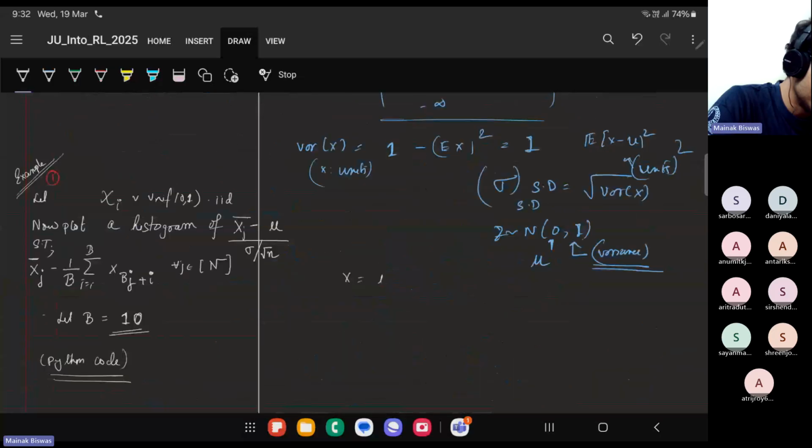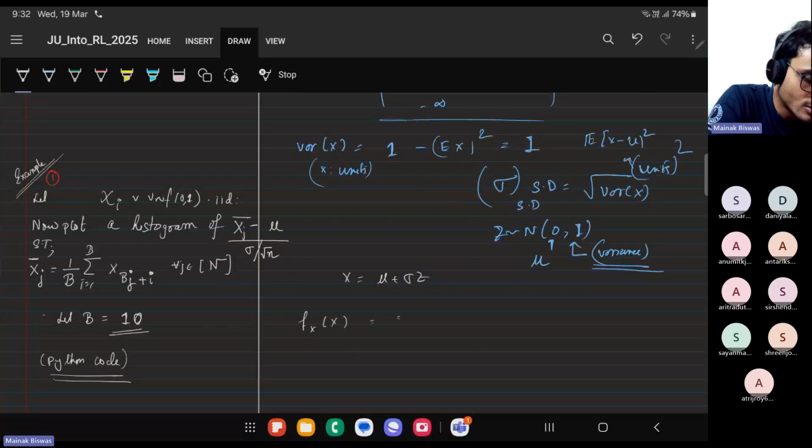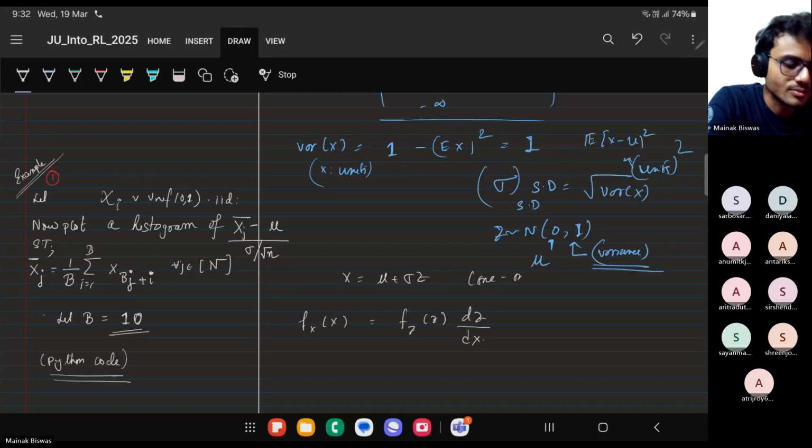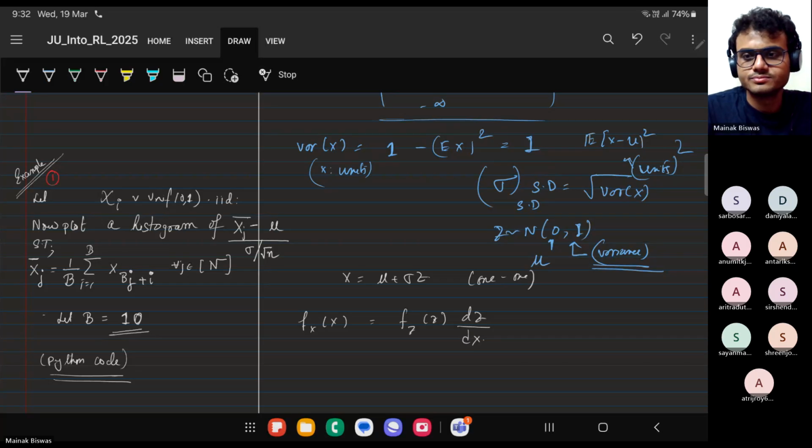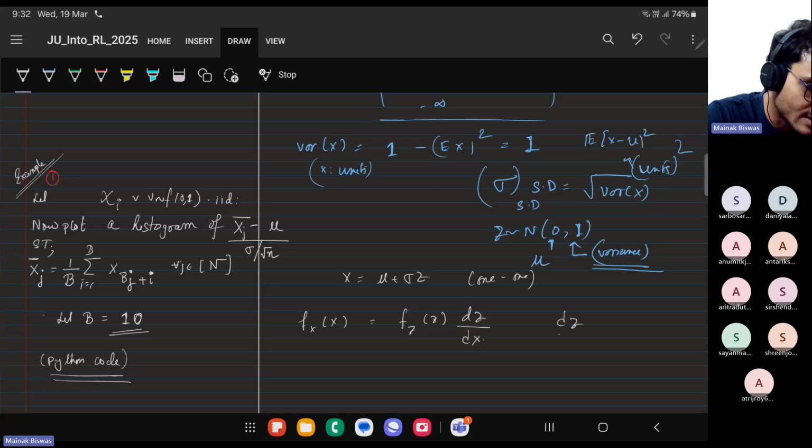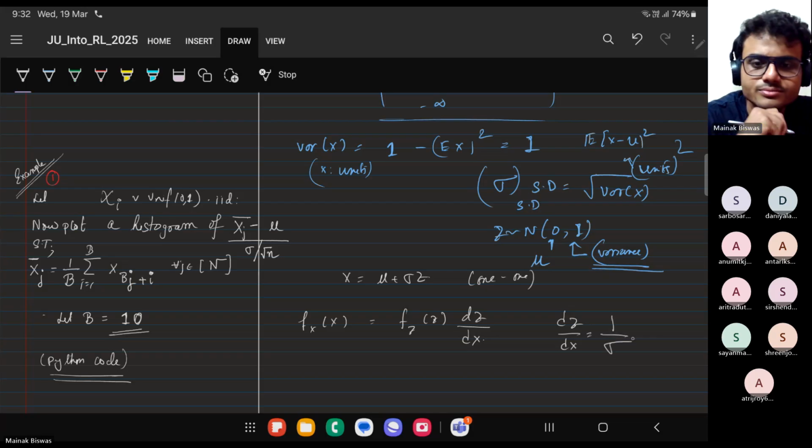X is equal to mu plus sigma z, right? So now I have to calculate the distribution of x. What will I do? Yes or no? Again, it's a 1-1 function. I can do it. And it's increasing as well. So dz/dx is what? 1 by sigma, yes or no?